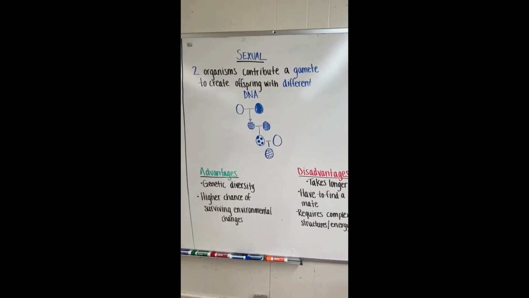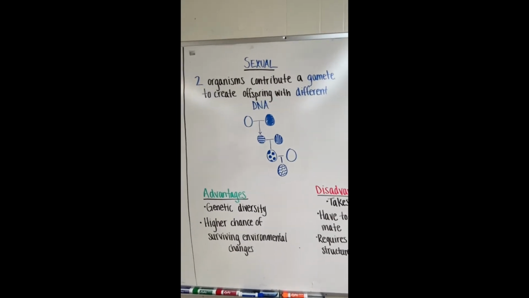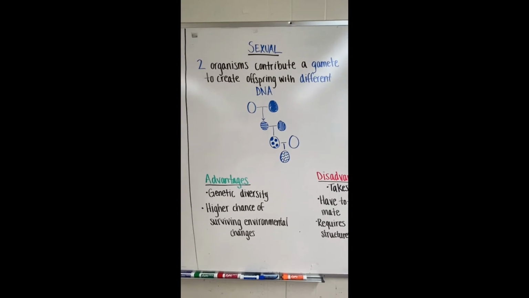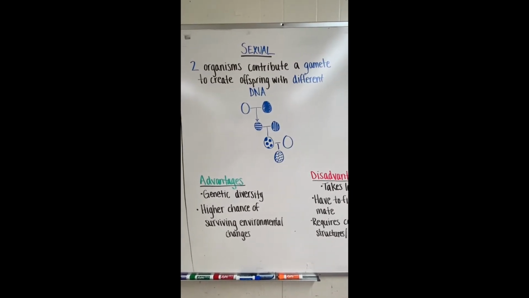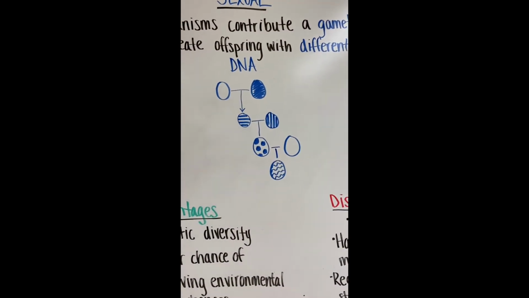Okay. Coming over to sexual reproduction, this is what humans use, this is what most animals use, this is what a lot of plants use. This is when two organisms will both contribute a gamete or a sex cell, and they're going to create a new offspring that has completely different DNA.